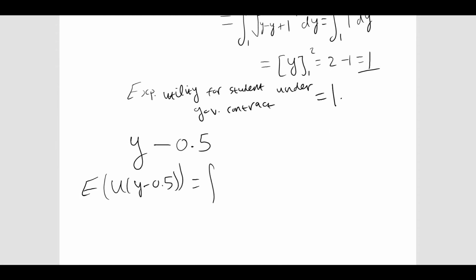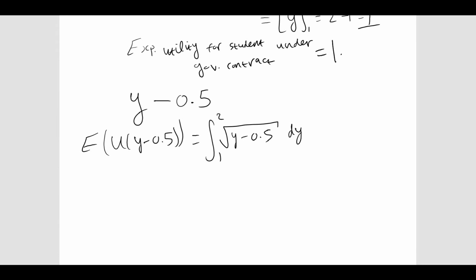So that's going to be the integral from 1 to 2 of the square root of y minus 0.5. And again, we have the same reasoning. We can just do dy straight away because it's still over a uniform distribution, because his earnings are still taking values from between 1 and 2 uniformly. So we basically have to do this integral. So the integral from 1 to 2 of the square root of y minus 0.5.